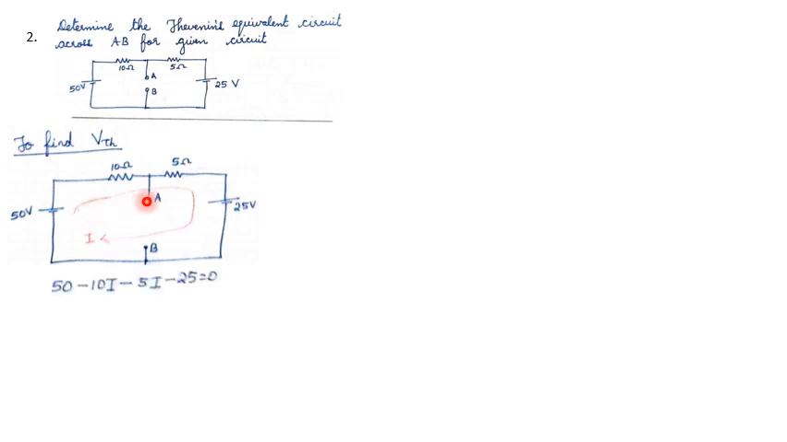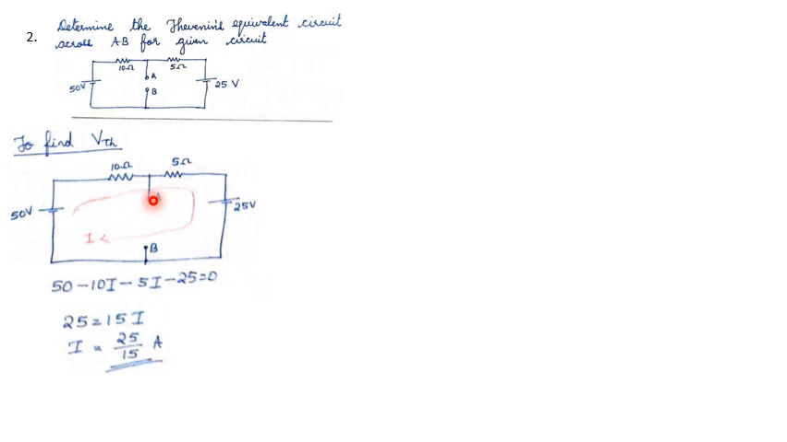Now apply KVL to this loop. The KVL equation will be 50 minus 10I minus 5I minus 25 is equal to 0. From this equation, we can find out the value for I, which is equal to 25 divided by 15 amperes.